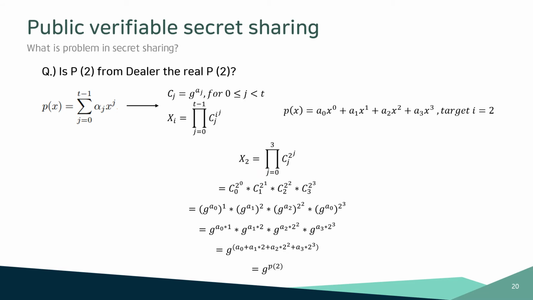Then the question arises here. For example, if you think about node 2, I got P2 from the dealer and I don't know if it's the real P2 value. There is a problem that you cannot know whether P2 is from P(x). So the dealer also makes Cj when making P(x), where aj is the coefficient of x to the power of j, and defines X_i as the following and sends Cj with P2. And you can make X_i like this form, and this is an example of X2 in a polynomial of degree 3. That means t is 4.